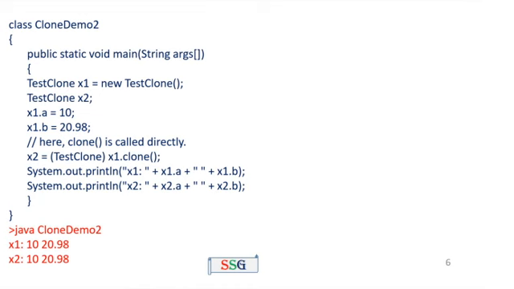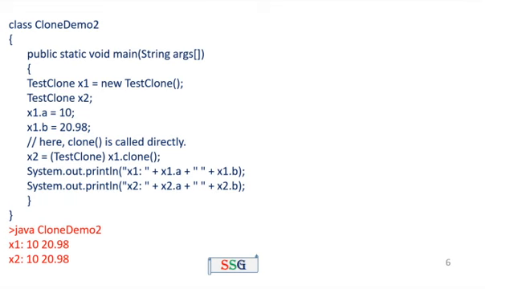x1.clone means control transfers to the x1 clone function, and from the clone function it calls the super clone function. Next, that function returns the object as an object of the class. That object is converted to a TestClone object, that is x2. Now the output is x1.a equal to the same value, 10 and 20.98, and 10 and 20.98. Now the cloning was successfully implemented.